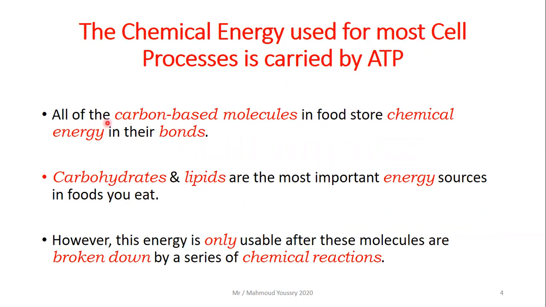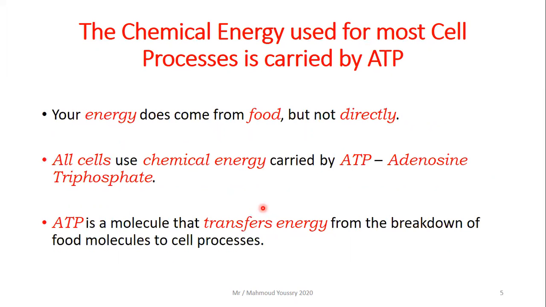All of the carbon-based molecules in food store chemical energy in their bonds. Carbohydrates and lipids are the most important energy sources in the foods that you eat. However, this energy is only usable after these molecules are broken down by a series of chemical reactions. The food you eat is digested first, broken down in your digestive system in order to get the energy that you need. Your energy does come from the food, yes, but not directly.